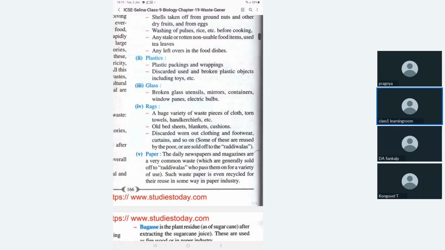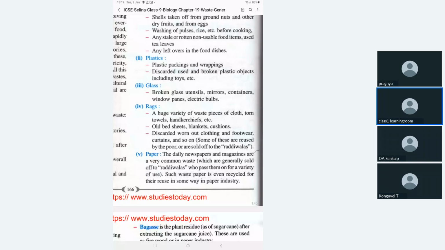Now, plastics, of course, plastic packing and wrappings we discard. When the flood occurred, almost everything was connected with plastic covers and plastic bottles. They block the drainages. The majority of waste from drainages is plastic. Okay, and what is the problem with plastic? Sir, it is not biodegradable. Wonderful. It will stay in the soil for hundreds and thousands of years, and may not be degraded properly.